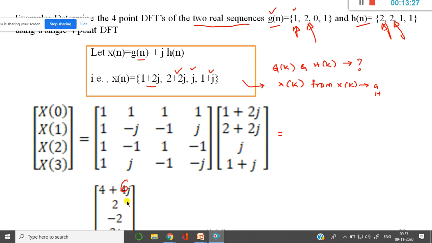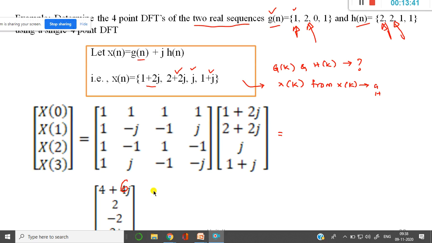So the final answer is 4 plus 6j, minus 2, plus 2, minus 2, followed by 2j. Now once we have the values, this is X of k. The value X of k is obtained by a simple DFT calculation. See here, we applied the 4-point DFT only one time.